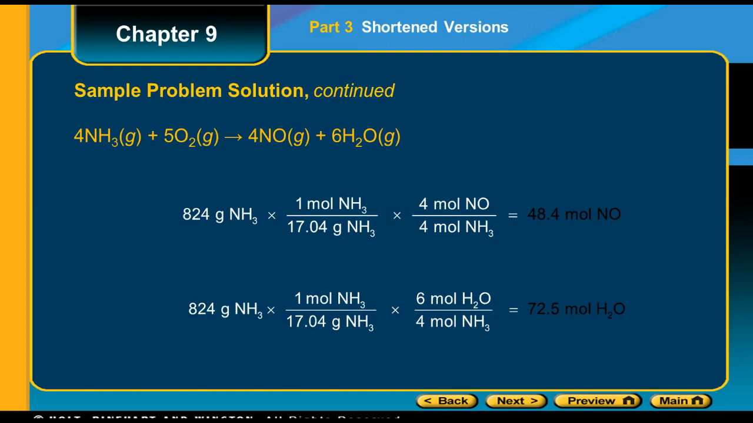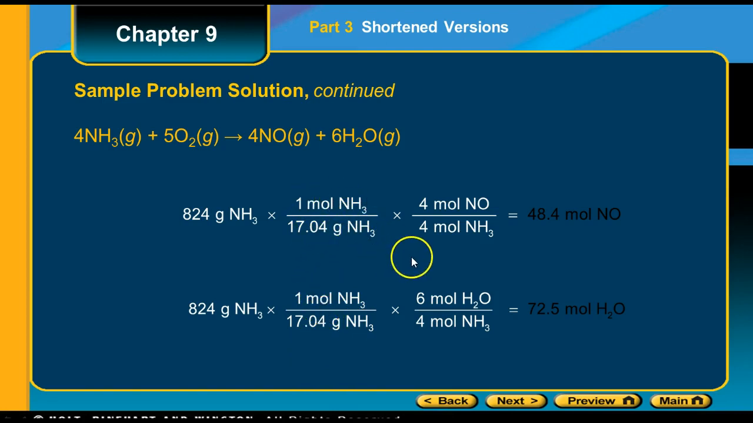We have to start by balancing the equation, and you have 4 NH3 plus 5 O2 makes 4 NO and 6 H2O. You would take the 824 grams of NH3 and first convert it to moles of NO, and then convert it to moles of H2O. You can see the process we've gone through here. The first step is changing from grams to moles. And then once we have moles of NH3, we can use our balanced equation and change it to moles of anything else. So you've done that same first fraction in both problems.